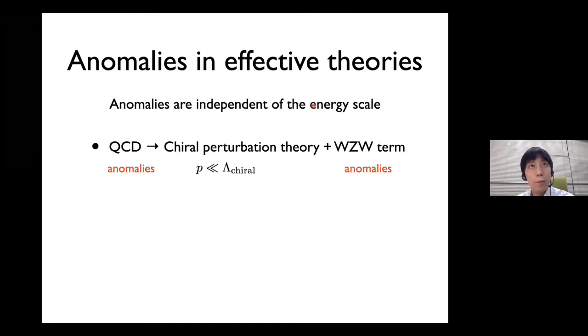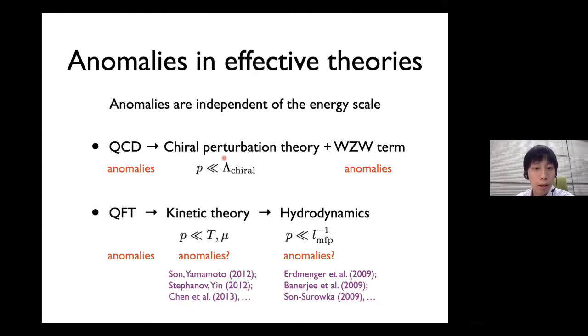But in the case of many-body quantum field theories, there can be different types of low energy effective theories, such as kinetic theory and hydrodynamics. The kinetic theory is an effective theory describing the in and out of equilibrium of a system, and typically the validity of the kinetic theory is limited to low momentum scales compared with the temperature and the chemical potential. Another is hydrodynamics, which is also an effective theory at long distance and long time scales compared with the mean free path or mean free time.